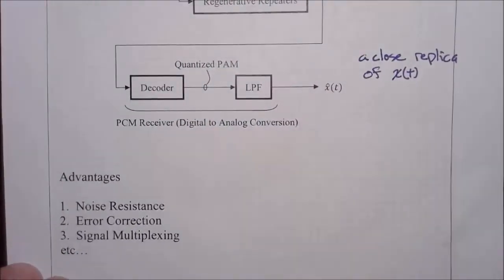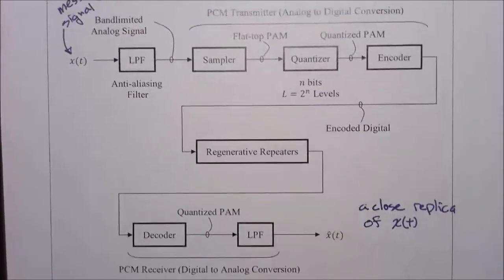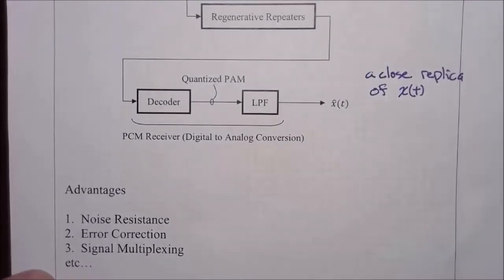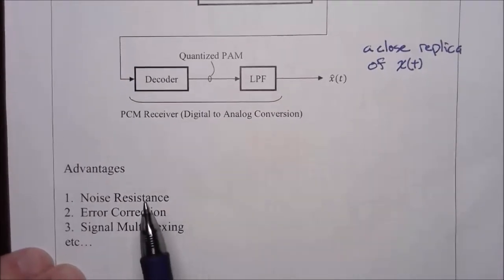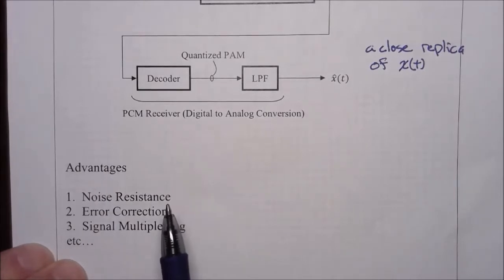Now, the advantages: it tends to be noise resistant. The digitized signal, which is represented by either one of two voltage levels, 0 and 5 volts, or 0 and some other voltage, or two voltage levels nonetheless, can endure a significant amount of noise in some cases, and still we can recover the ones and the zeros.